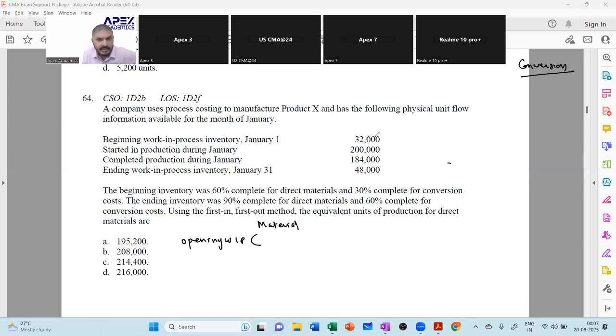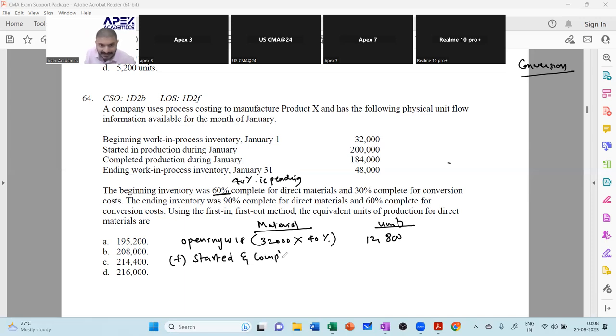What are the units? I can see that they are 32,000 units. Ask yourself how much is left. If 60% is completed, then 40% is pending. Are you with me on that? Basic decency. 40% is pending. So on 32,000 units, 40% pending means an equivalent amount of 12,800 units with respect to material will be touched upon. Plus units that are started and completed.